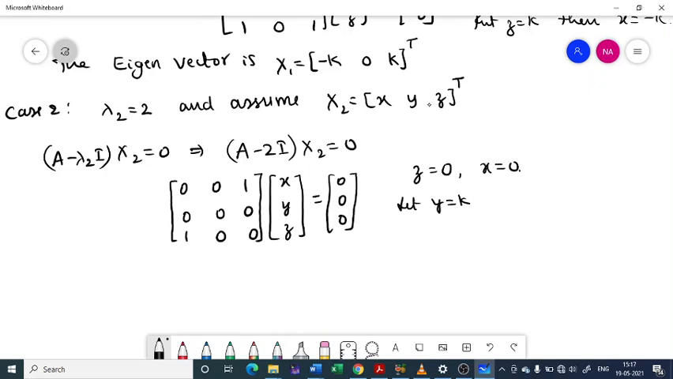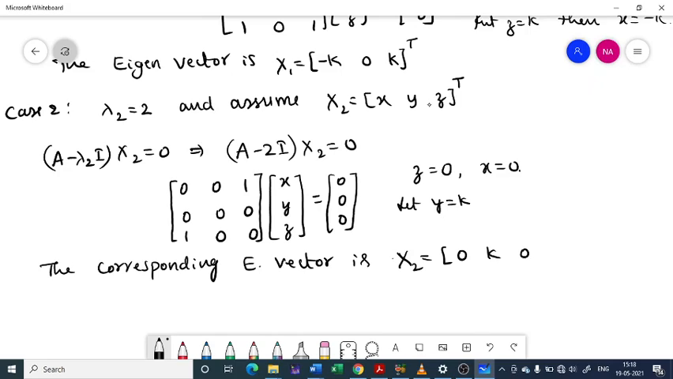Let y equal to k. The corresponding eigenvector is, eigenvector is capital X2 equal to 0 k 0 transpose. So we got the second eigenvector.